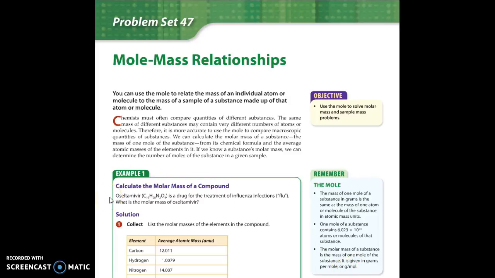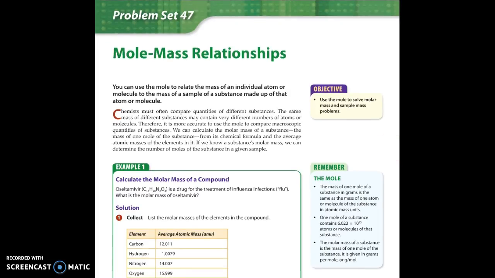Calculate the molar mass of the compound. So we have C16H28N2O4, which is oseltamivir, a drug for the treatment of influenza or the flu infections. What's the molar mass? So see if you can hit pause and get it yourself.